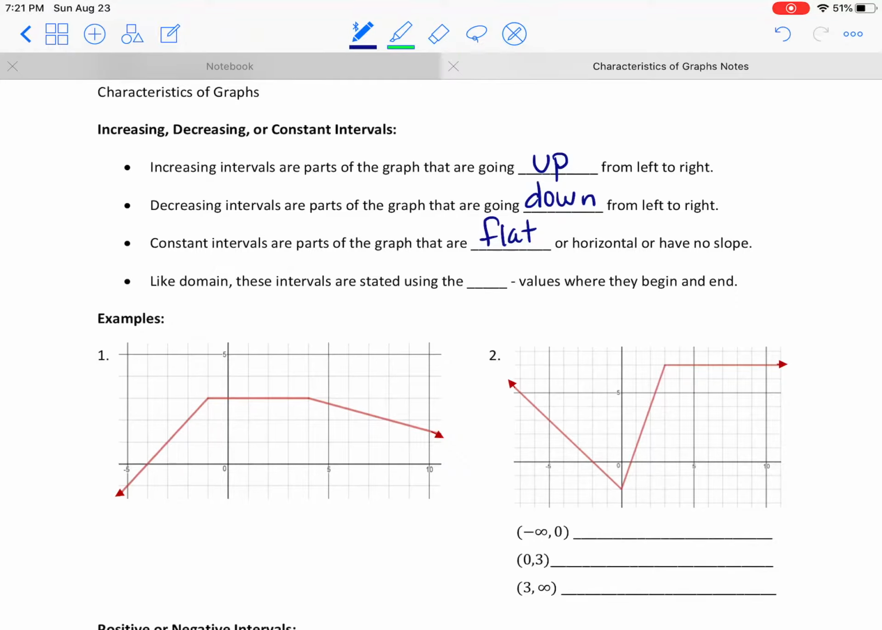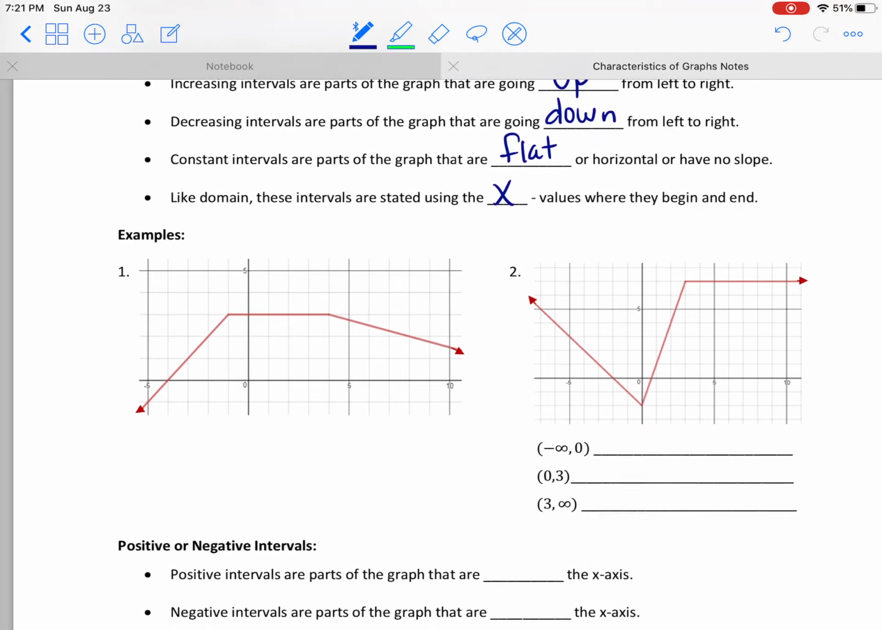Again, I think the concept is pretty straightforward. What can be tricky about it sometimes is how we state the interval. When we are trying to tell someone where the graph is increasing or decreasing or constant, what we want to identify is the x value where that interval starts and the x value where that interval stops. So from what x value to what x value is that graph increasing, decreasing, or constant? Like the domain, these intervals are stated using the x values where they begin and end.